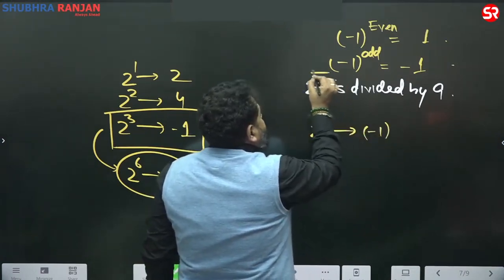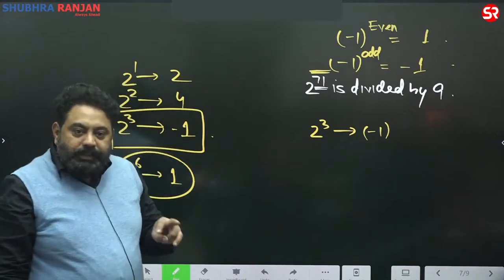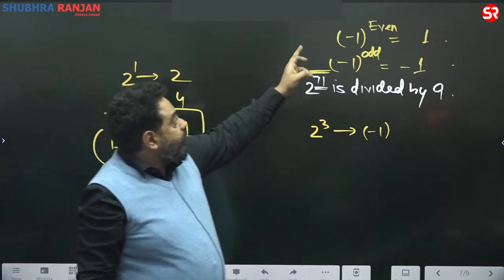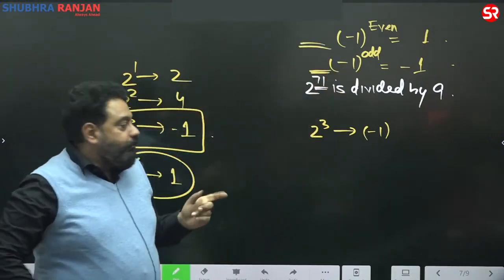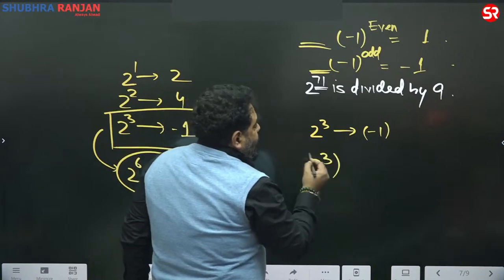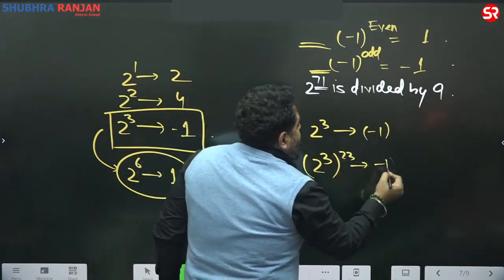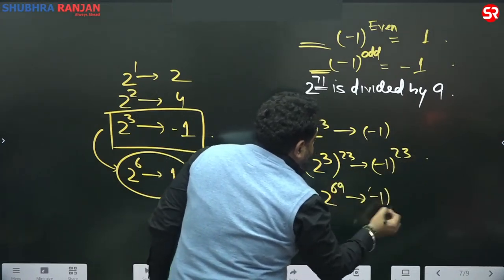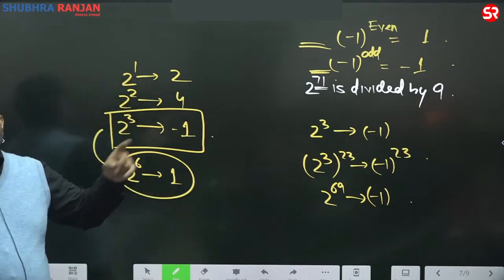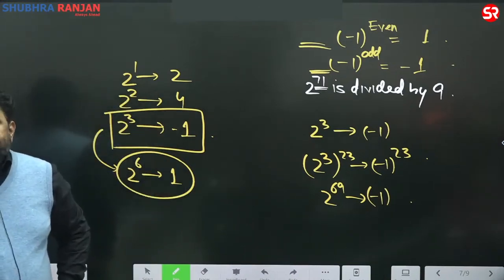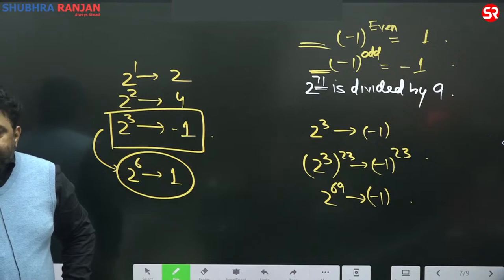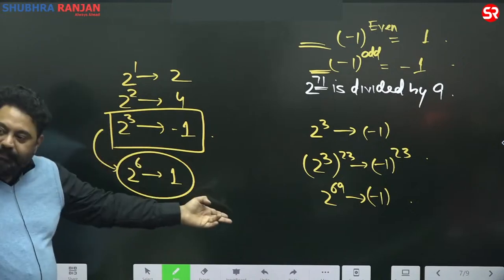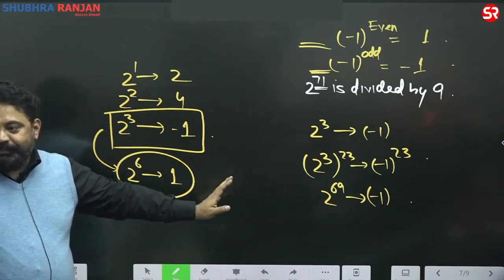A multiple of 3 less than 71, 69. But the problem is now you need to have the raised to the power, because these are the two possibilities that we have to consider, which means 2 to the power 3 raised to the power 23 gives you minus 1 to the power 23, which means 2 to the power 69 also gives you minus 1. This is important, the negative power is important, whether it is an odd power or an even power. So to negate it, we say 2 to the power 3 minus 1, 2 to the power 6, 1. Choice is yours.